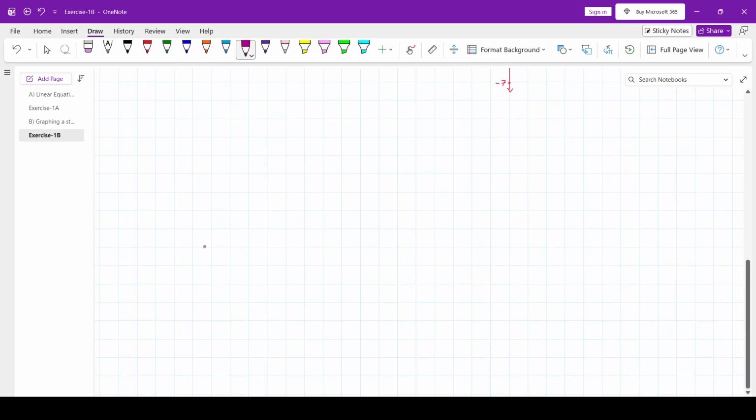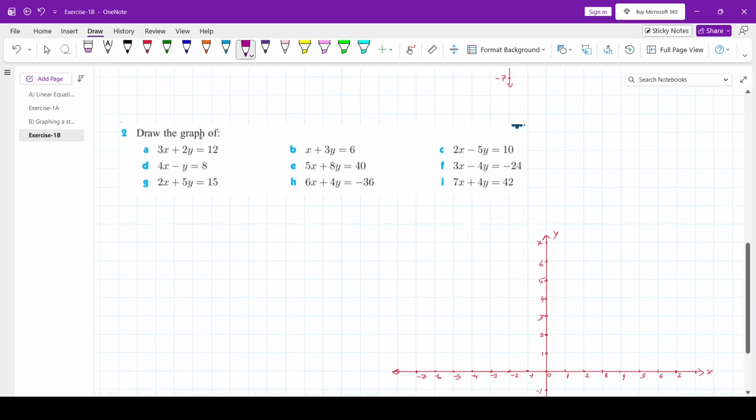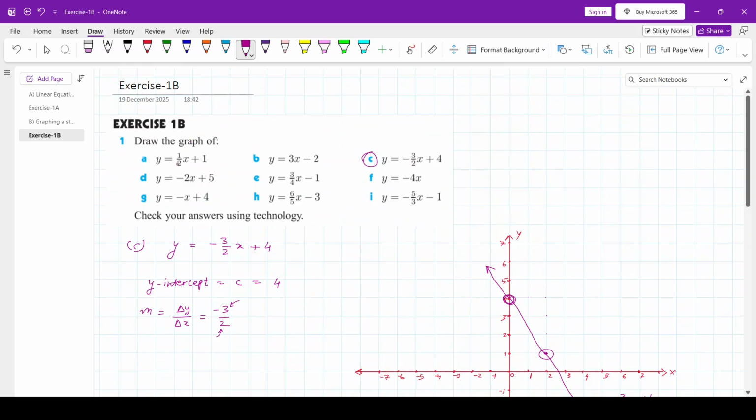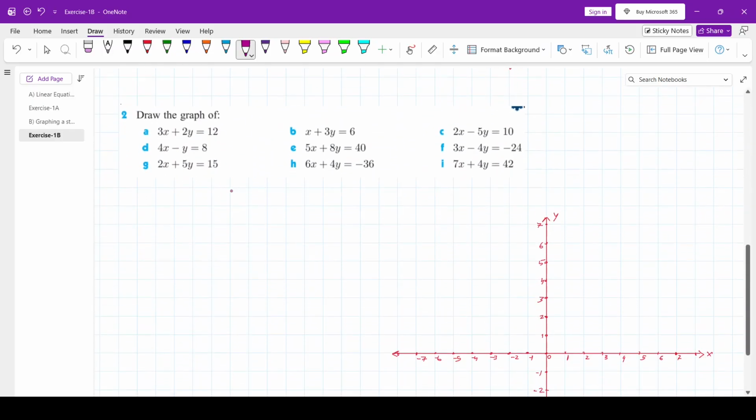Let's move on to question number 2. Draw the graph of. Now how this question is different from the first question is, in the first question the equations are given in the gradient intercept form. However, in the second question the equations are given in the general form of the equation. So let's say I'll solve f, and the rest you can do yourself the same way.